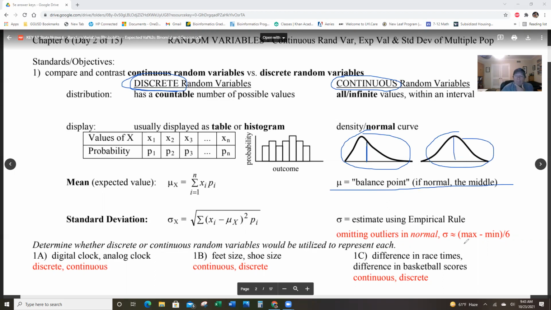So if it's a normal curve, of course, you can take the maximum and minimum and divide by 6 and you'll get about the standard deviation. Remember that club called 6 sigma? That's where that comes from, because there's about 6 standard deviations in a normal curve, 3 to the right of the mean and 3 to the left of the mean, okay?